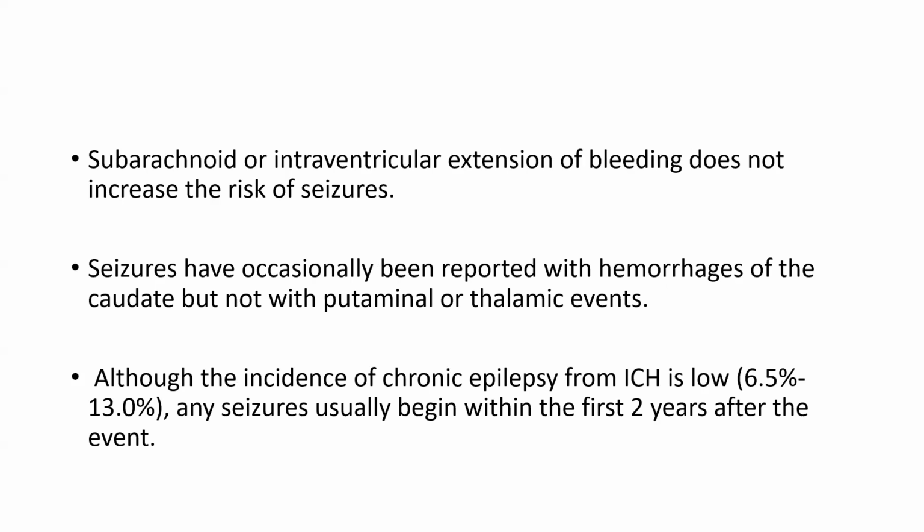seizures. Subarachnoid and intraventricular extension of bleeding does not increase the risk of seizure. Seizures have occasionally been reported with hemorrhage of the caudate, but not with putaminal or thalamic events. Although the incidence of chronic epilepsy from ICH is low, any seizure usually begins within the first 2 years after the event.